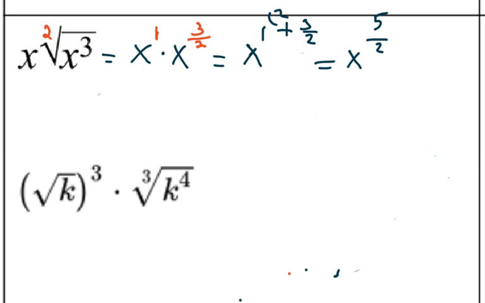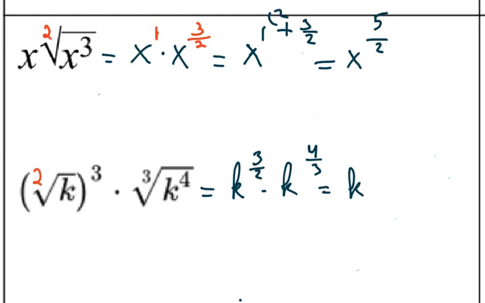Here I have square root of k raised to the power of 3 times cube root k to the power of 4. So let's switch into exponential form, which I'm going to have k 3 over 2 times k 4 over 3. Now here I'll have to add exponents, so I know that common denominator is 6, therefore I need to multiply this fraction by 3 and this fraction by 2. So I have 9, add 8, which is 17.